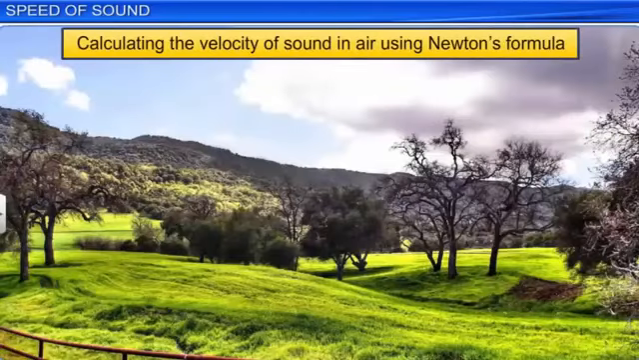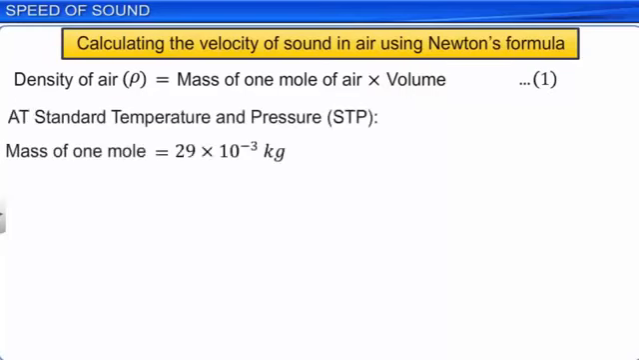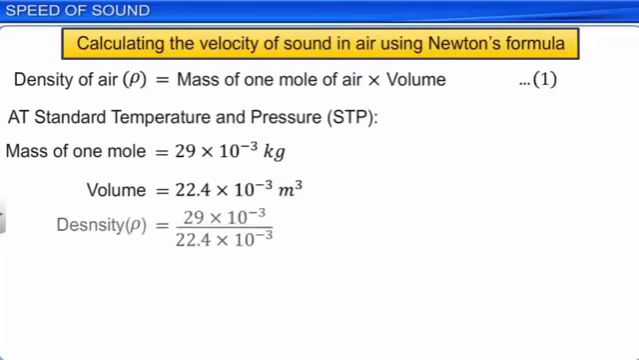Let us now calculate the velocity of sound in air using Newton's formula. The density of air is the mass of 1 mole of air divided by its volume. Let this be equation 1. Mass of 1 mole is 29×10⁻³ kilograms, and its volume is 22.4×10⁻³ meter cube at standard temperature and pressure. By substituting the values in equation 1, we get rho is equal to 1.29 kilograms per meter cube.